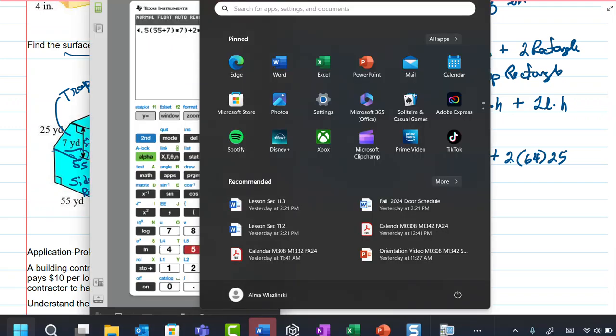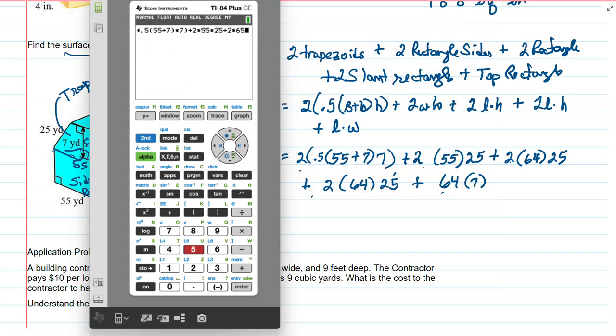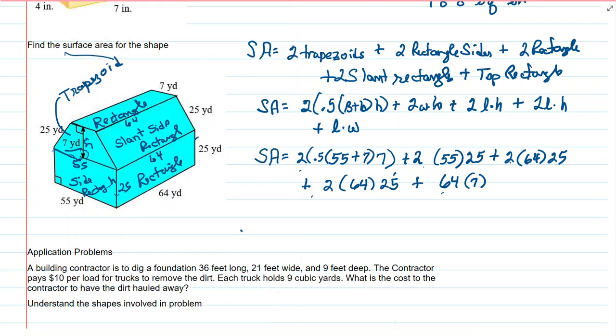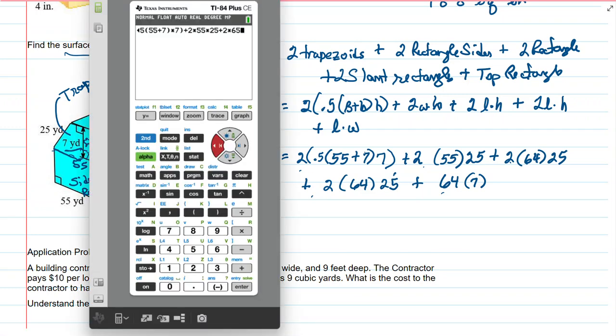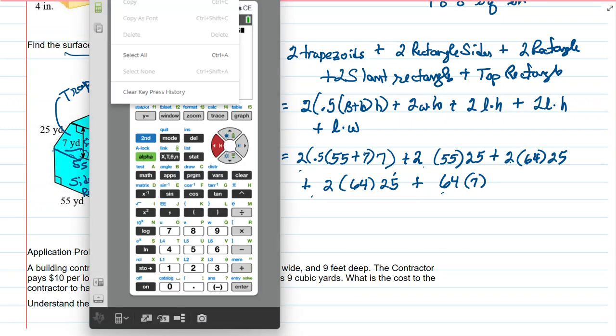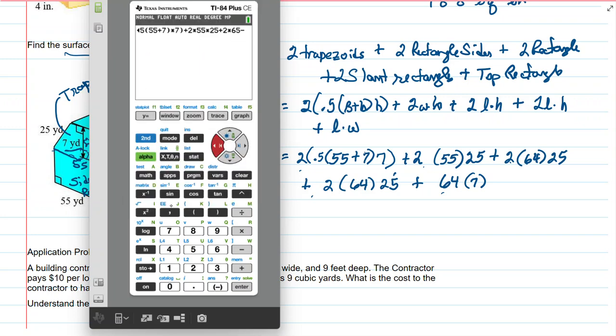All right, so we got a 3D shape going on here. All right, something like that, so that you can have an opinion. Okay, 21, 36, and 9. All of them are in feet. The contractor pays, so this is a rectangular solid. All right. Then it says $10 per load of truck to remove the dirt.